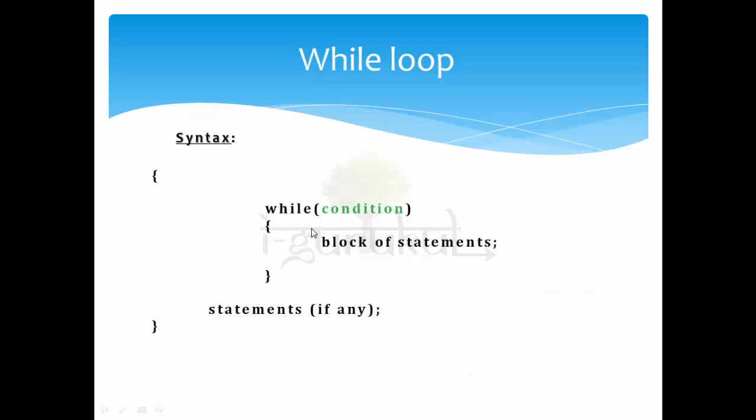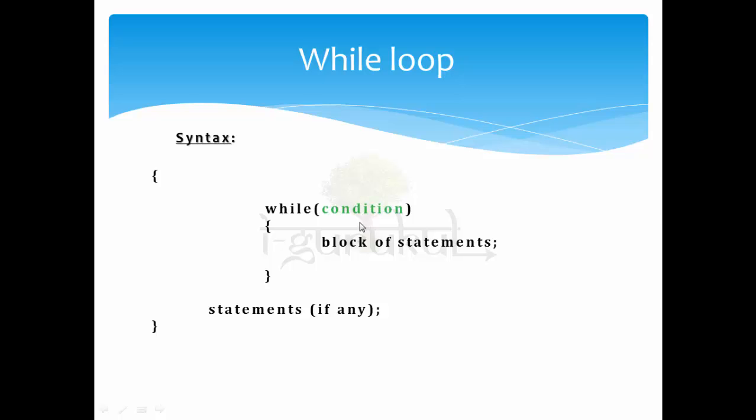This is the syntax for the while loop: while (condition). One thing you should remember is that the condition must be boolean, which means it should be true or false. The while loop will be executed if the condition is true. The while statement continues testing the expression and executes the block until the expression evaluates to false. That means the program will keep on iterating as long as the condition is true.